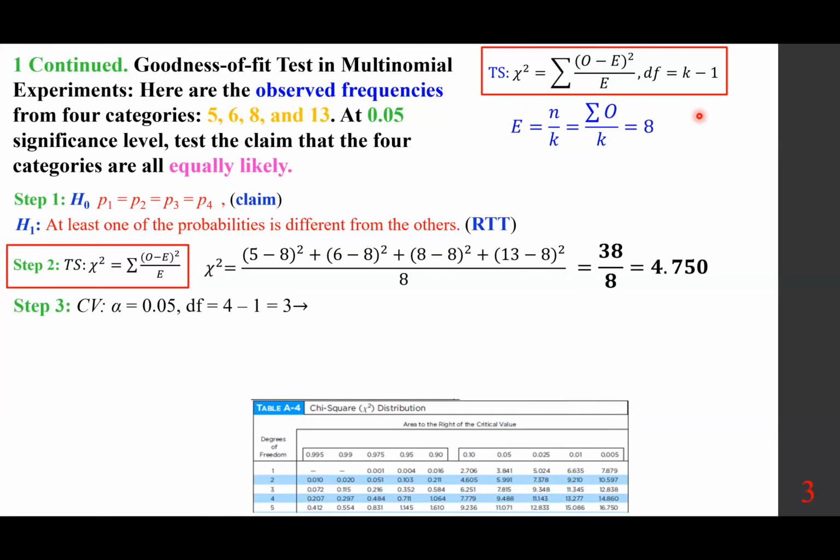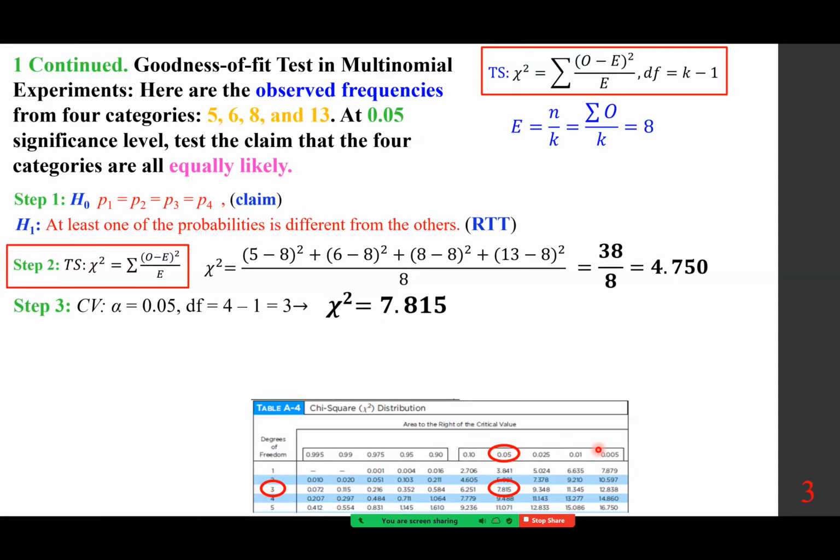Critical value. Alpha is 0.05. Degrees of freedom is the number of categories, which happen to be 4, minus 1, is 3. And we can see from the table, this is the degrees of freedom. It's hard to see it perhaps, but the left column represents the degrees of freedom, n minus 1. The top represents the alpha, and the answer is 7.815. Remember, this is the area to the right.